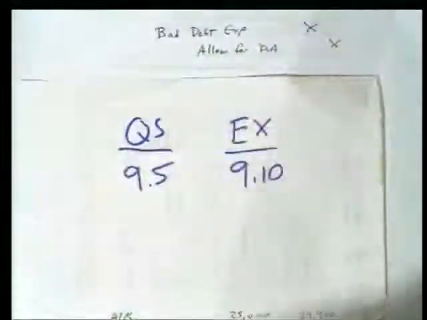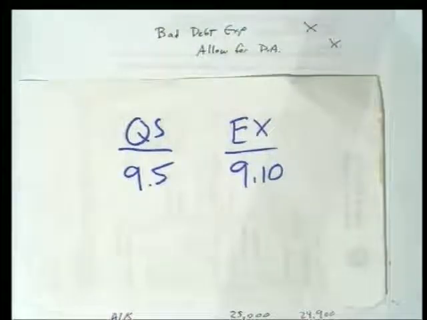So we'll have 2 more lectures after this one, and then that will be the end of the material that will be on the next test. Make sense? All right. So the homework for next period is right here: Quick Study 9.5 and Exercise 9.10. And we shall see you folks later.